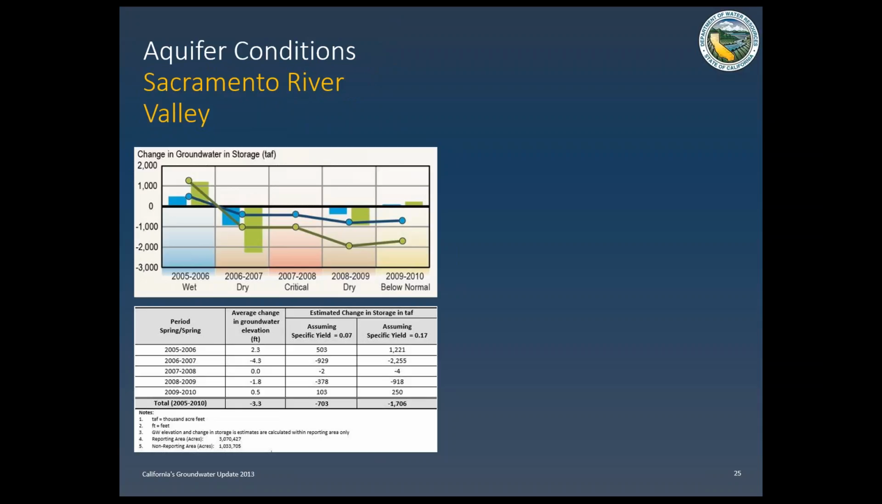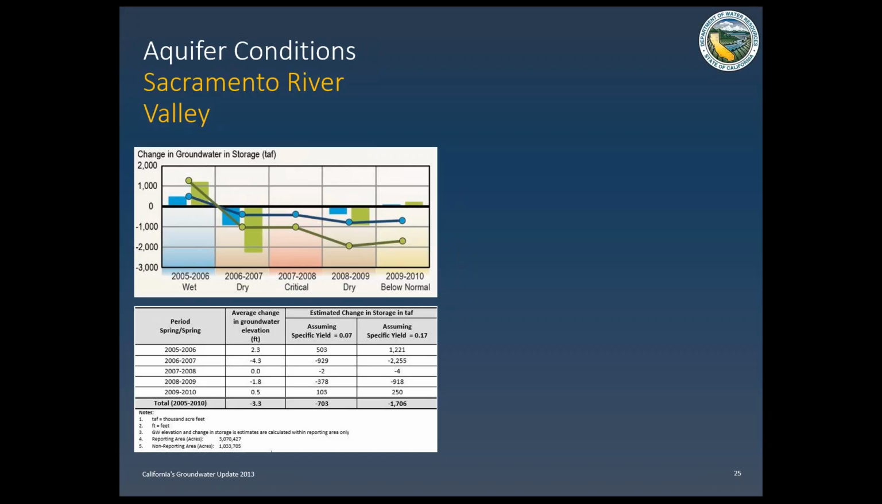We also did a project to determine the change in groundwater in storage. We looked at groundwater levels, compared the two, and came up with basically an average or range that we would use for the specific yield. In this particular case, we looked at two different numbers, 0.07 or 0.17, so that we basically say that the change in groundwater, the amount extracted or the amount that was added, depending on the type of year it was, would be somewhere in between those two numbers.